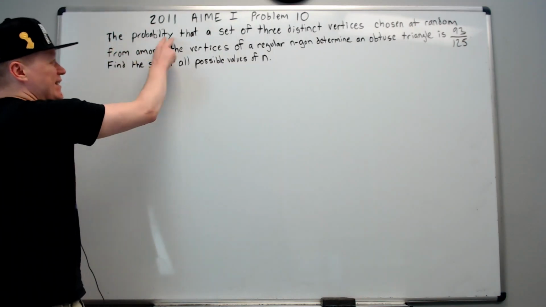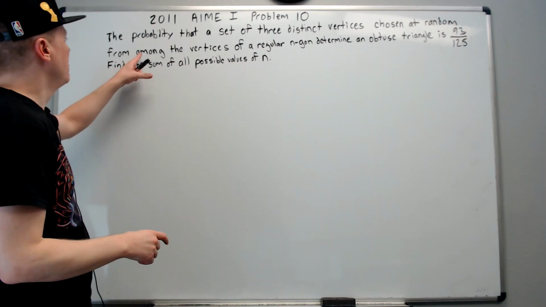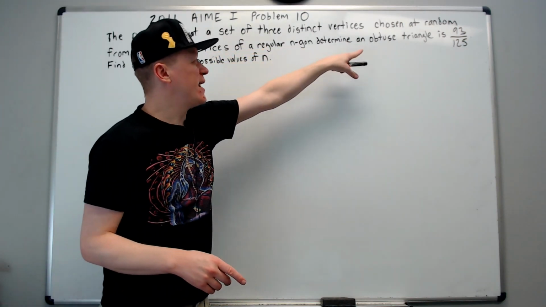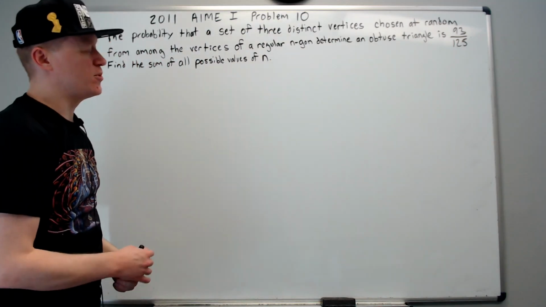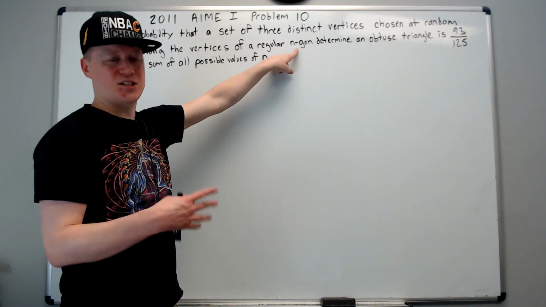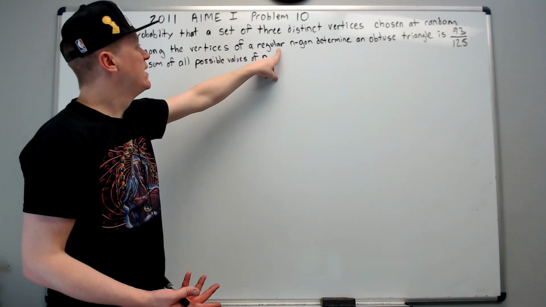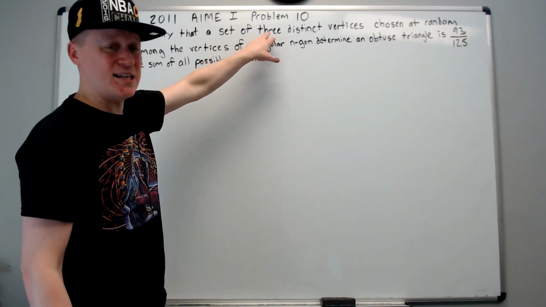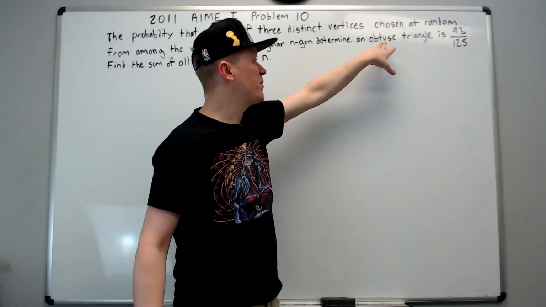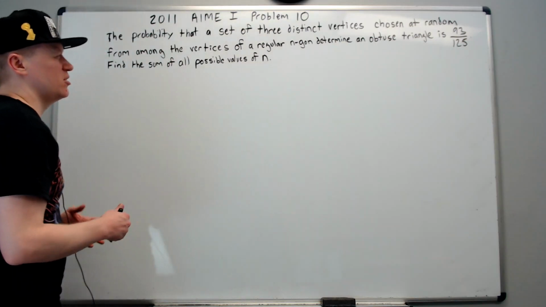The probability that a set of 3 distinct vertices chosen at random from among the vertices of a regular n-gon determine an obtuse triangle is 93/125. Pause and make sense of what you read. N-gon is just a polygon with n sides. Regular, all angles and sides are equal, right? And we want 3 distinct vertices of that regular n-gon. 3 points make a triangle, and we want to know the probability that that triangle is obtuse is this value. So how can we approach?